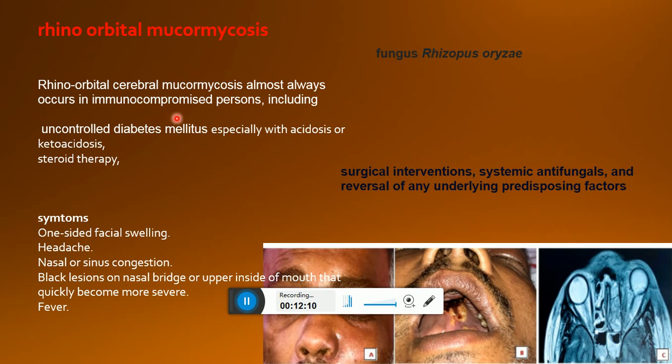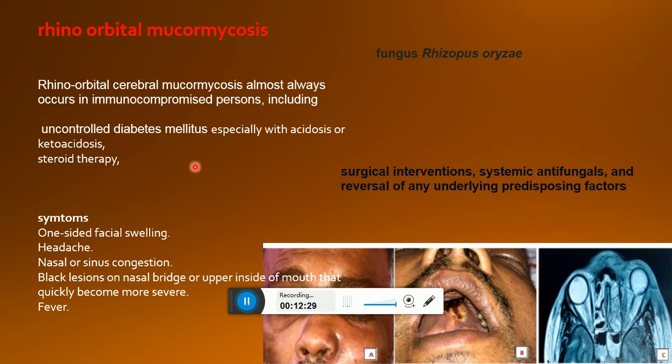Infection is acquired by the inhalation of the spores, which give rise to an upper respiratory infection. Spread then occurs to the contiguous sinuses and subsequently to the orbit and then brain. Invasion of blood vessels by the hyphae results in occlusive vasculitis with infarction of orbital tissues.